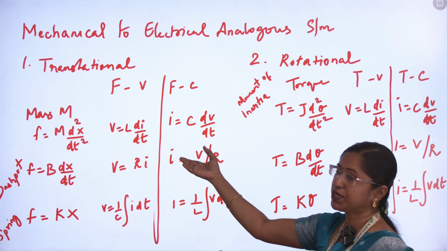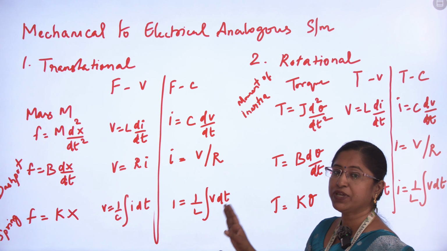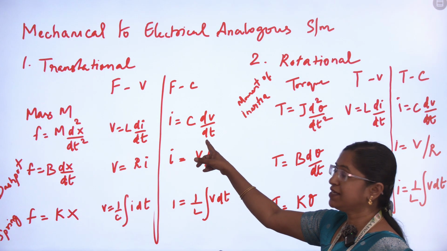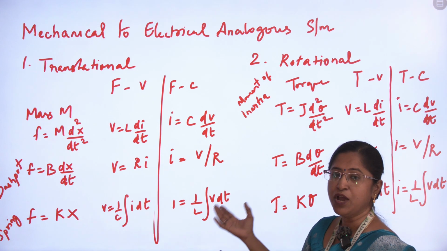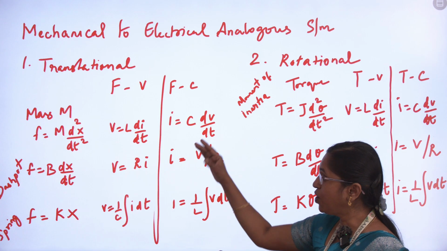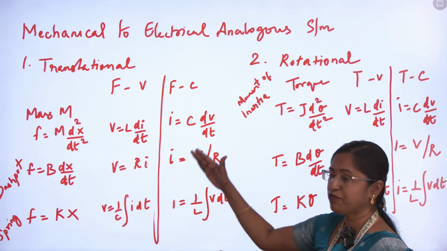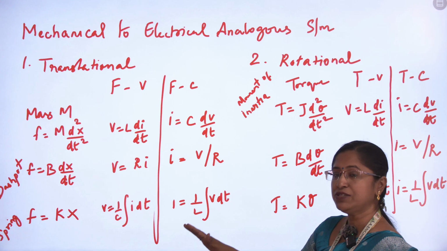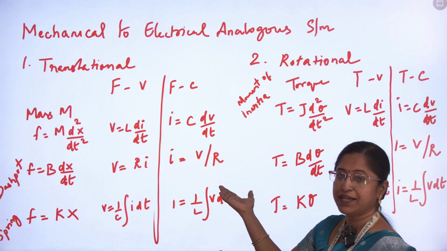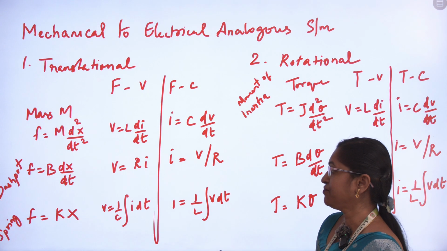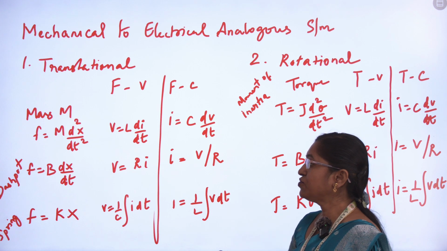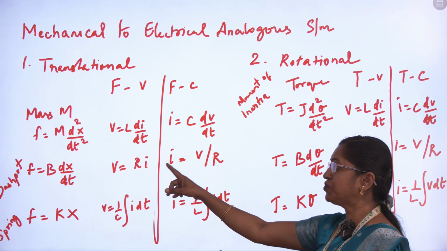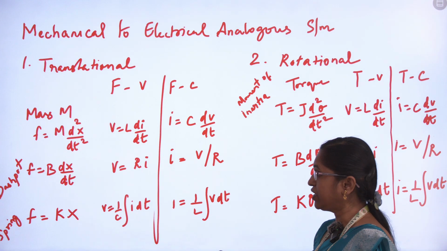So when you give voltage as the input, the output will be a current. When you give current as the input to the system, your output will be voltage. Now we will see how mass, dashpot, and spring of mechanical system can be shown equivalently or as an analogous circuit in electrical system. So first one is your mass. So the equation for mass is F is equal to m d square x by dt square.